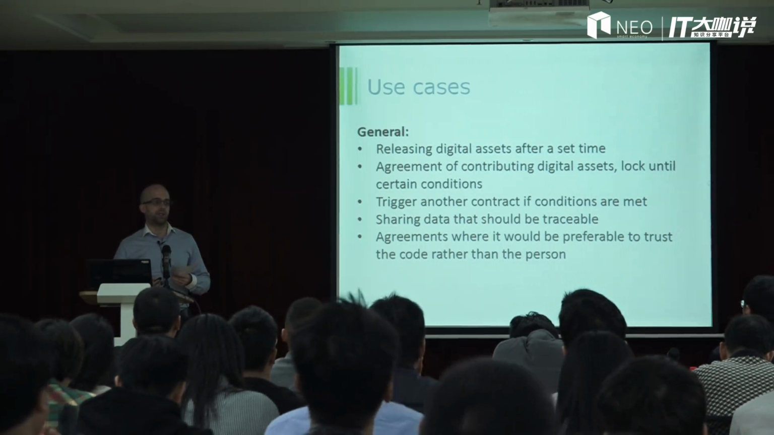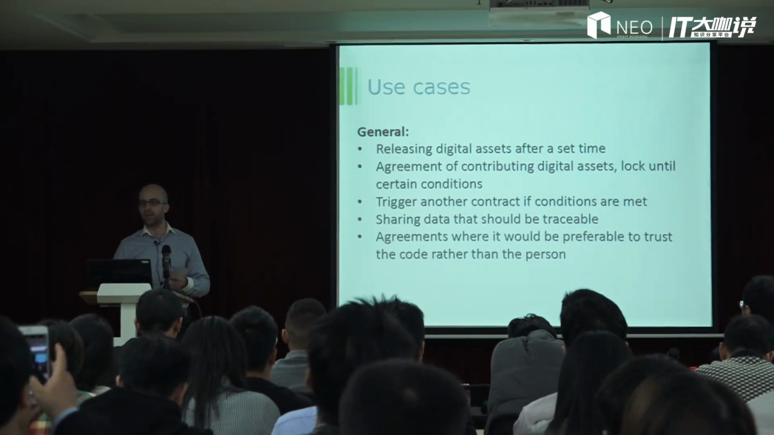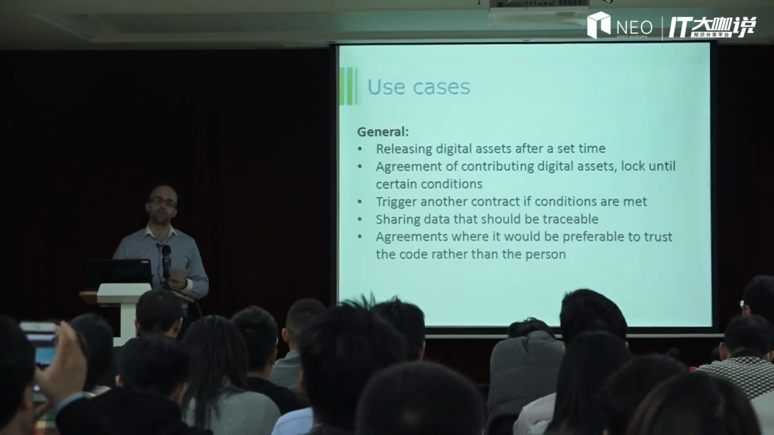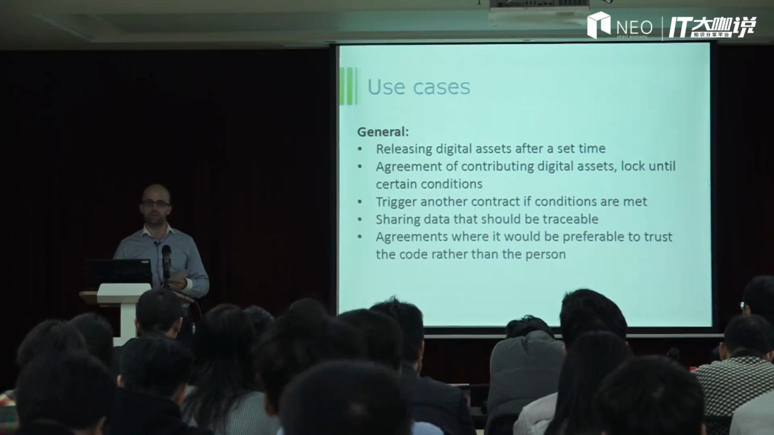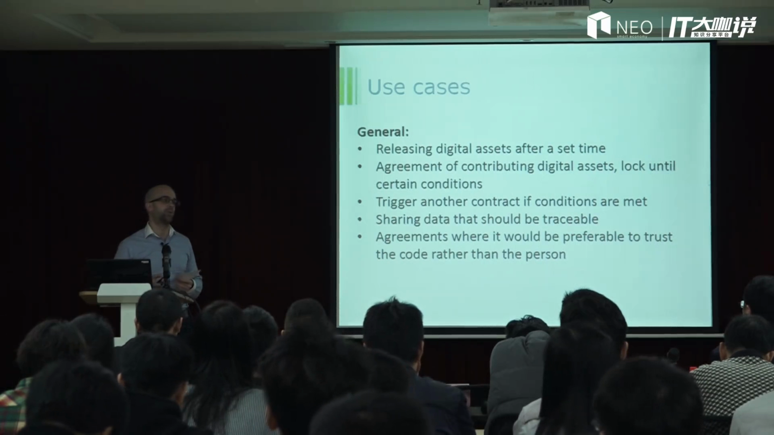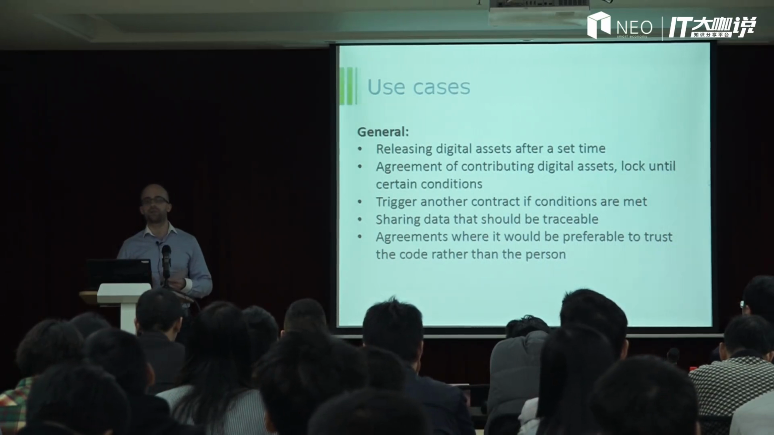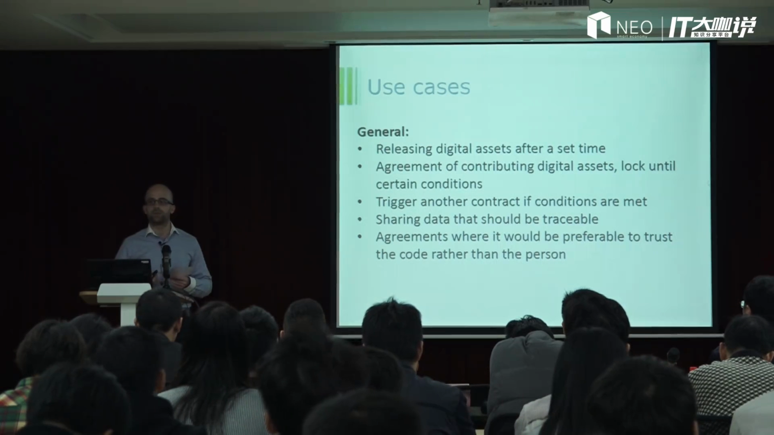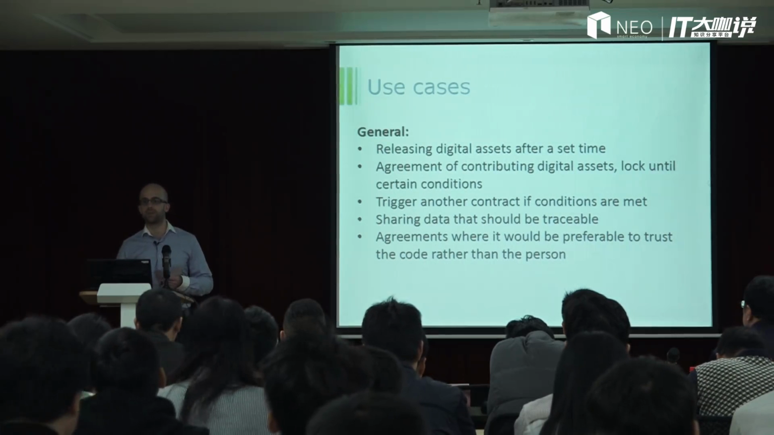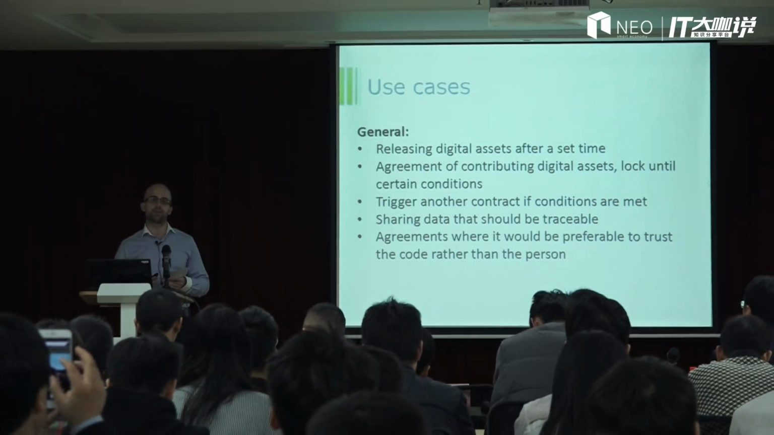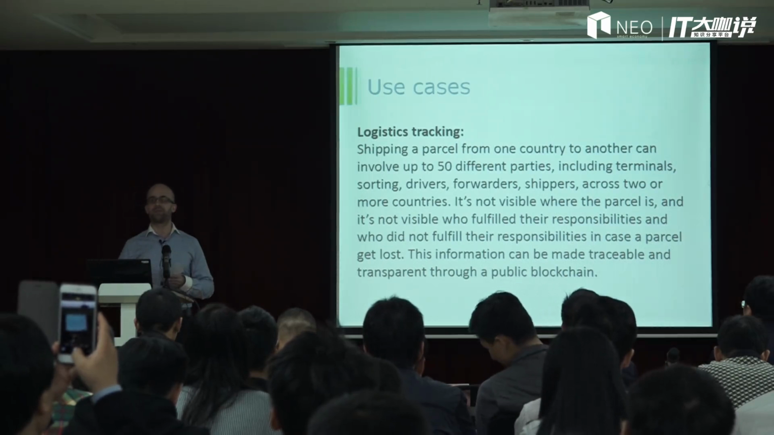If there is any data that should be accessible and available to everyone, and also immutable, so you should not be able to change it, then you can use a public blockchain for that as well. And in general, for any agreement where you would rather trust a code and have set conditions and set results from a contract, instead of trusting a person, a smart contract is quite useful. So just to take some ideas, so you have something to think about.